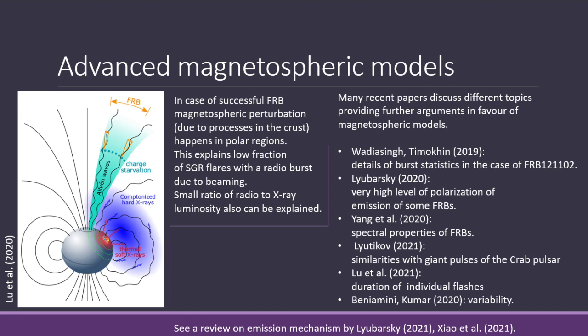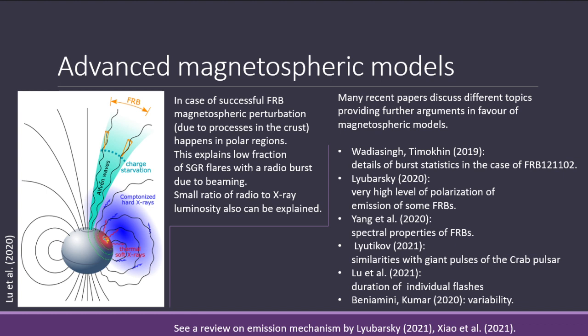The second class of models predicts that radio emission is produced exactly in the magnetosphere of a neutron star. And now, from a theoretical point of view, this is maybe the major puzzle in the physics of fast radio bursts: either emission is produced in the magnetosphere, or it is produced in a relativistic shock far from the surface of a neutron star.